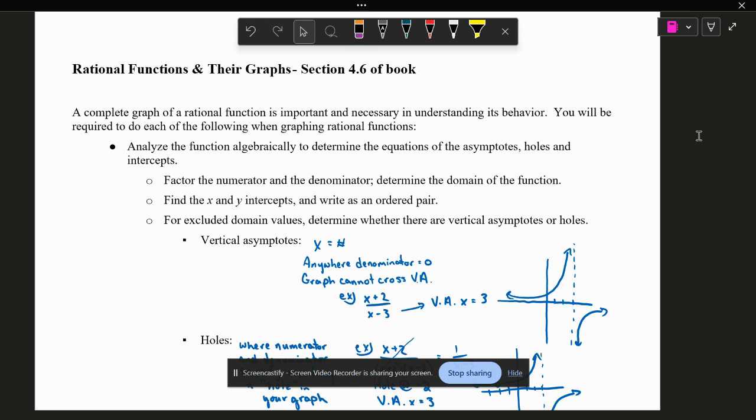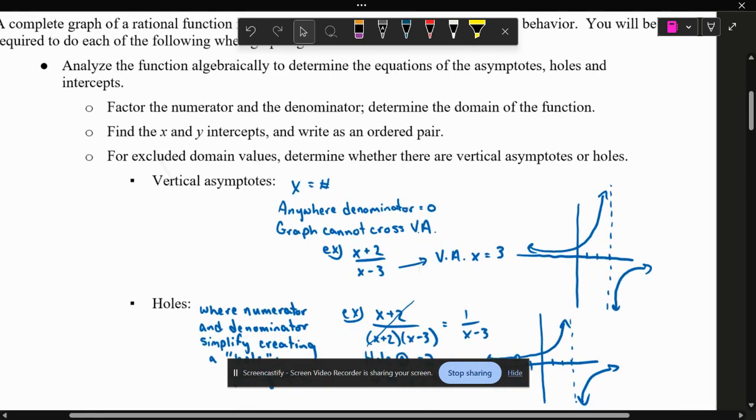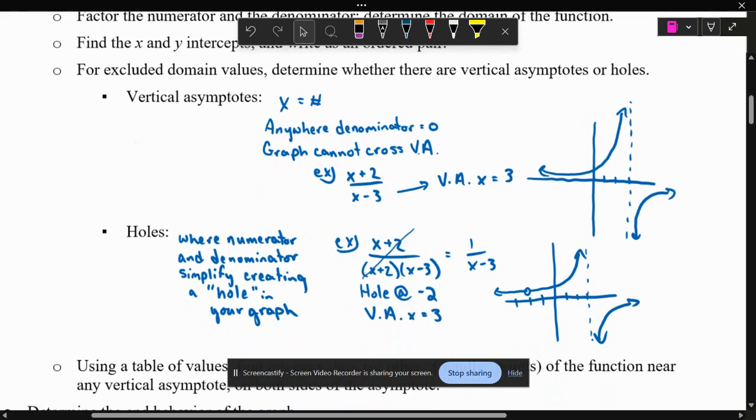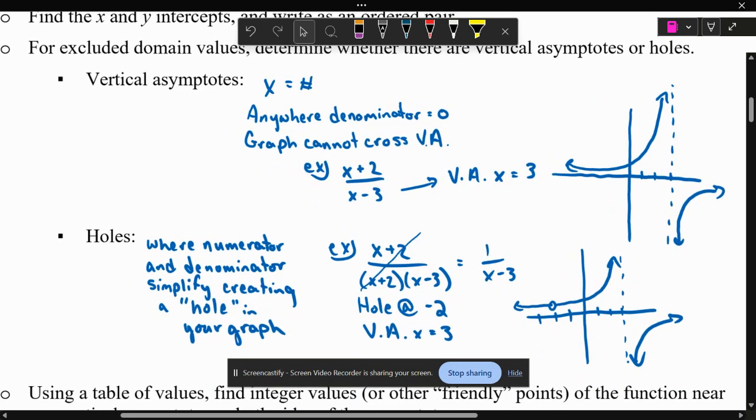An asymptote is where you would draw an imaginary vertical line, essentially where your denominator equals 0. So anytime that you have a factor in your denominator that equals 0, that's where you would create something called an asymptote. It's just a line that your graph cannot touch because if you have that number, it'll create 0 in your denominator, which is undefined.